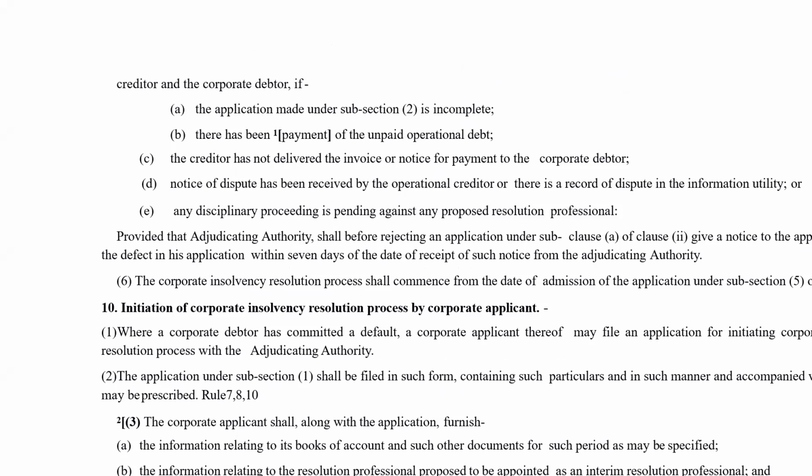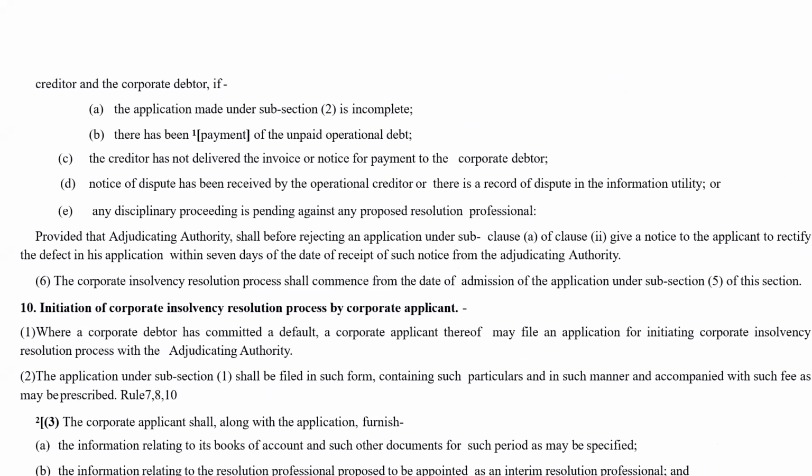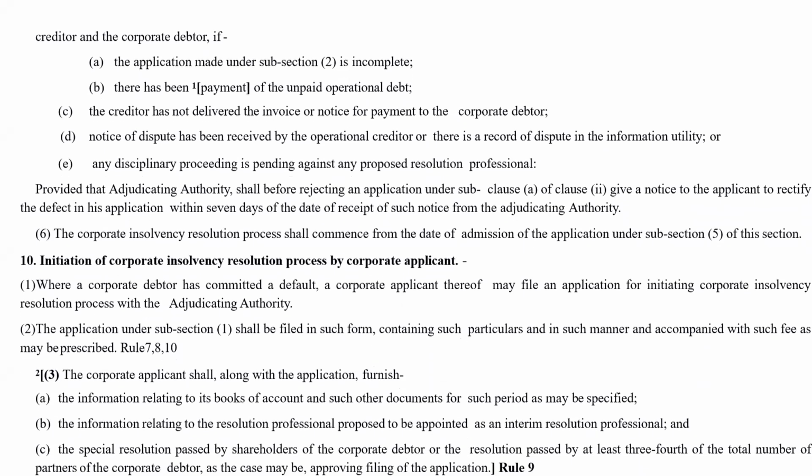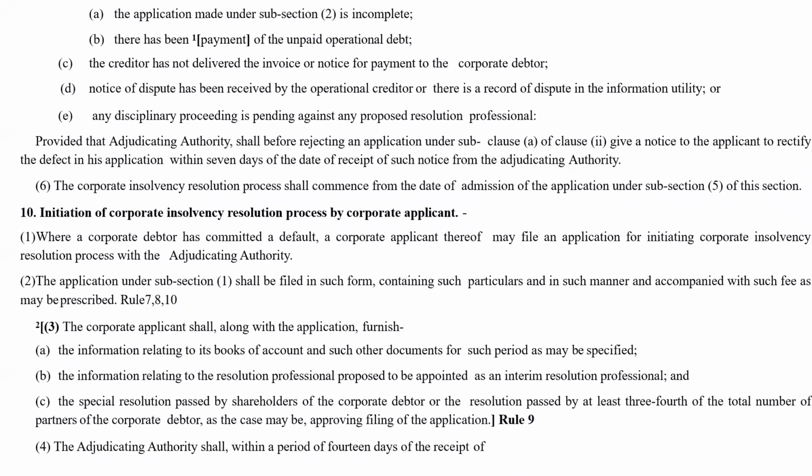Okay. If there is any defect, then the adjudicating authority shall give an opportunity to rectify the defect. And the corporate insolvency resolution process shall commence from the date of submission. So this is section 7, 8 and 9.